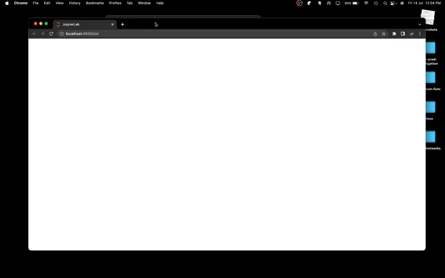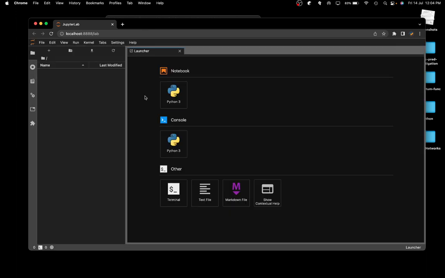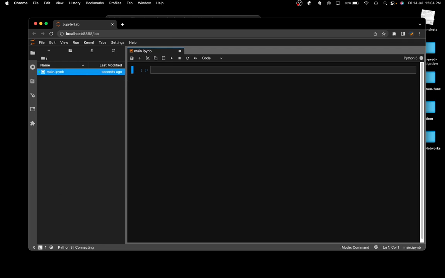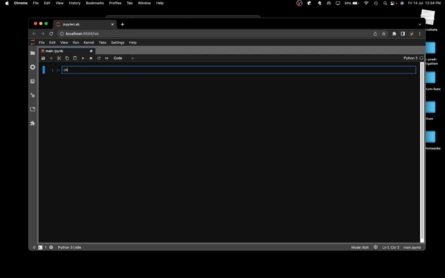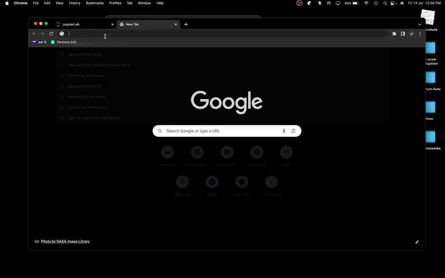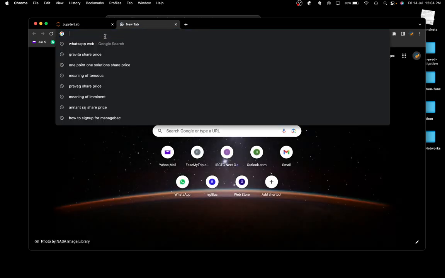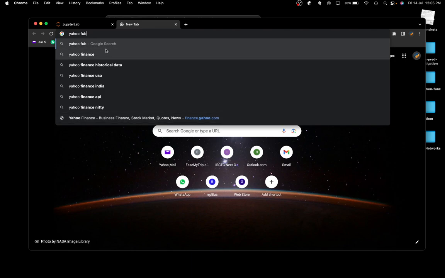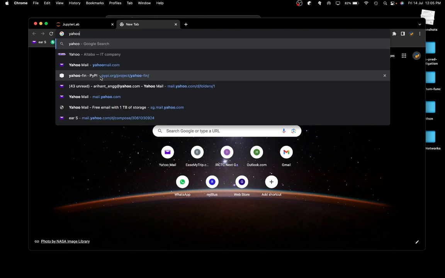Alright, let's get started with the code now. I'll create a new Python notebook and rename this to main.ipynb. Alright, so let's start making the imports. I'm going to import matplotlib.pyplot as plt. Now let me show you the modules that we're going to be using that I'm pretty sure you won't have. We're going to be using a module known as Yahoo Finance. Actually, I think it's going to be yahoo_fin. Yeah, this one.